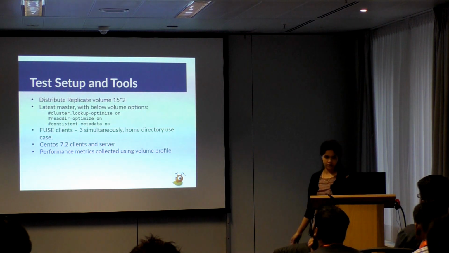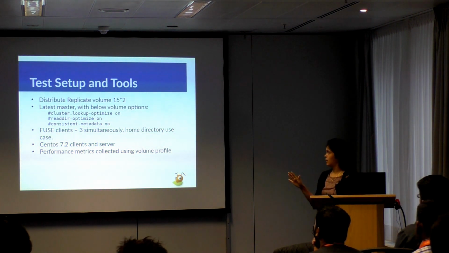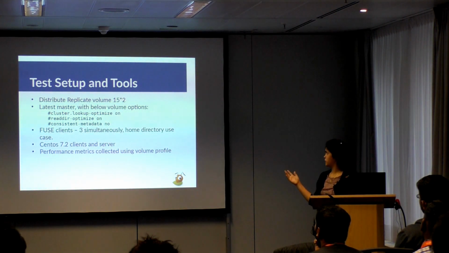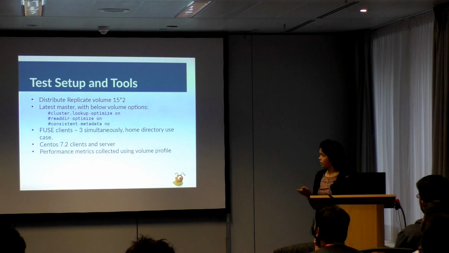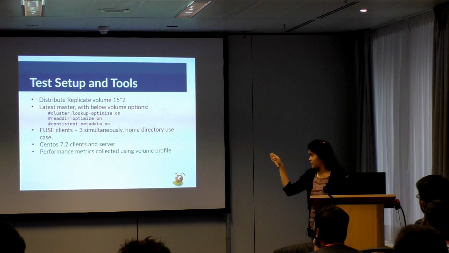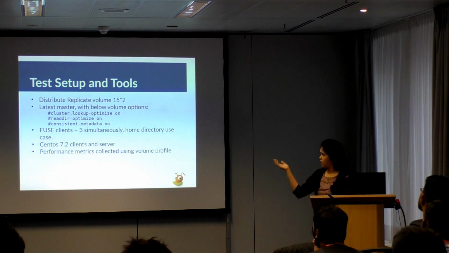So the test setup and tools that we have used: this test was just run on a plain distribute-replicate volume with 15 DHT bricks and 2 replicate, run with the latest master, and we have only these three optimization volume set options enabled.